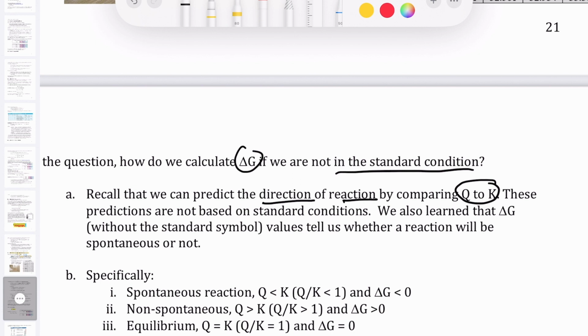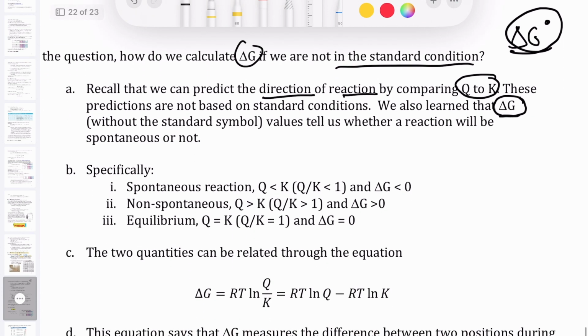We can connect this with delta G that is calculated at non-standard condition, which I just give the symbol delta G, so without the degree symbol. Delta G also tells us the direction of a reaction. When we get delta G negative, we know that the reaction is spontaneous in the forward direction, right? It's going towards the product.